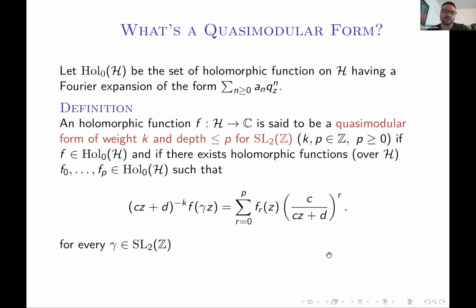Definition: a holomorphic function f from H to C is said to be a quasi-modular form of weight k and depth at most p for SL2Z if f admits a Q expansion and if there exist holomorphic functions f0 to fp such that we have this relation for every gamma in SL2Z. So basically this function should be a polynomial in 1/(cz+d) of degree at most p with coefficients in these functions. So by definition, the weight 2 Eisenstein series is a quasi-modular form.